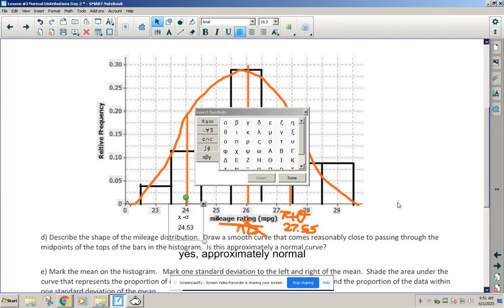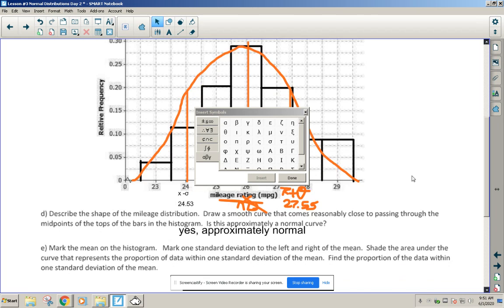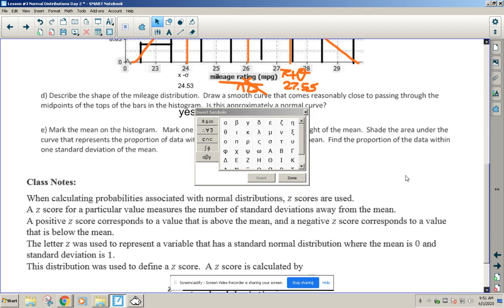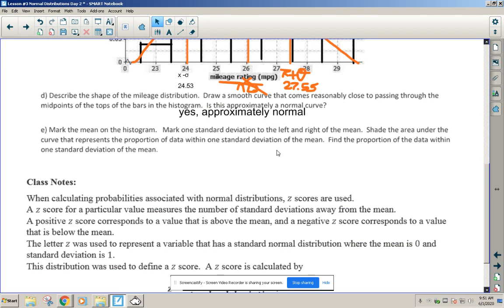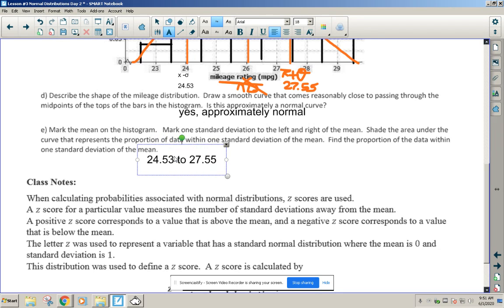There we go. All right. So from there, that would be, I guess, the answer. 24.53 to 27.55. So that was, you know, hopefully you fast forwarded through where my computer was moving slow, or you paused and you did your work, because this really shouldn't have taken too long.